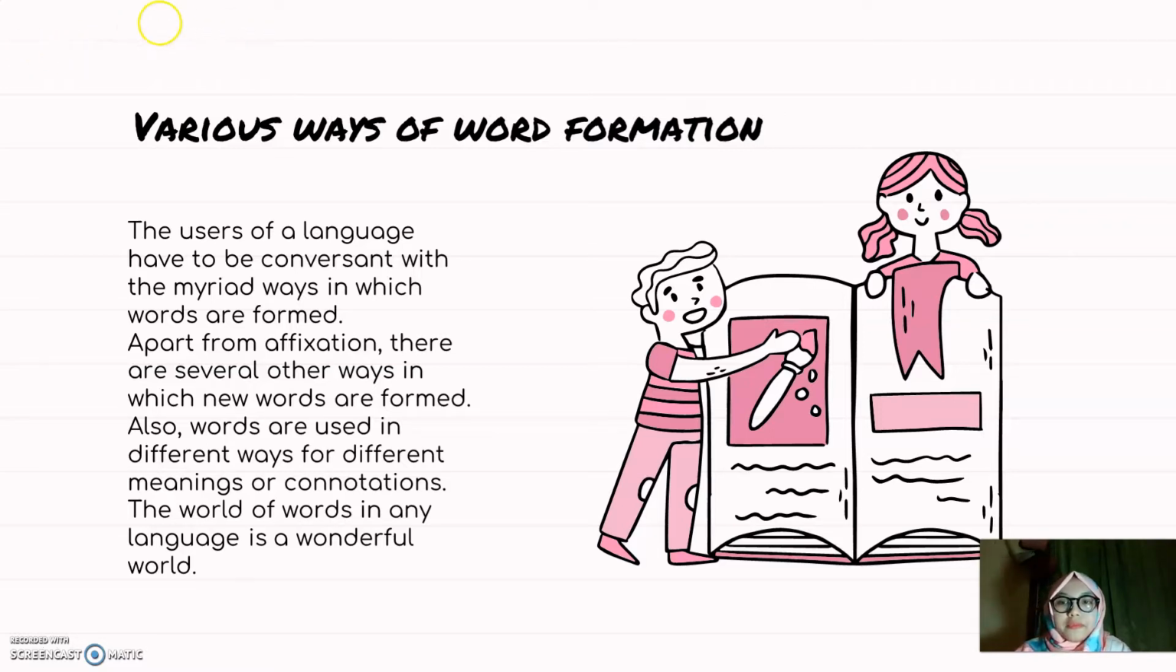Apart from affixation, there are several other ways in which new words are formed. Also, words are used in different ways for different meanings or connotations. The world of words in any language is a wonderful world.